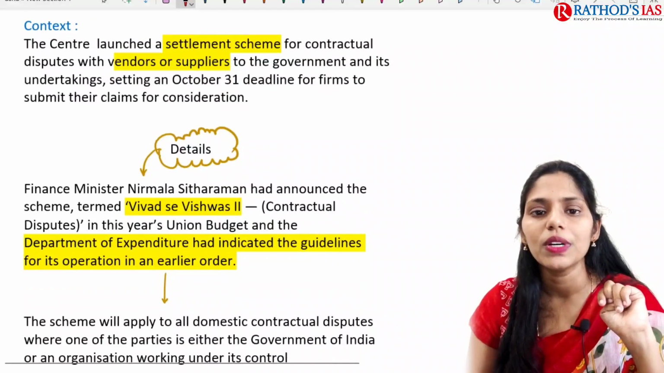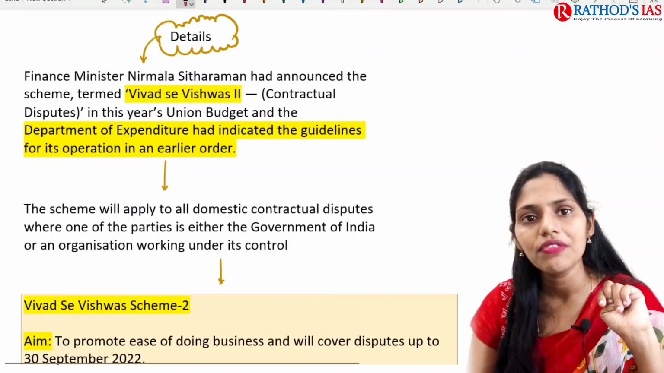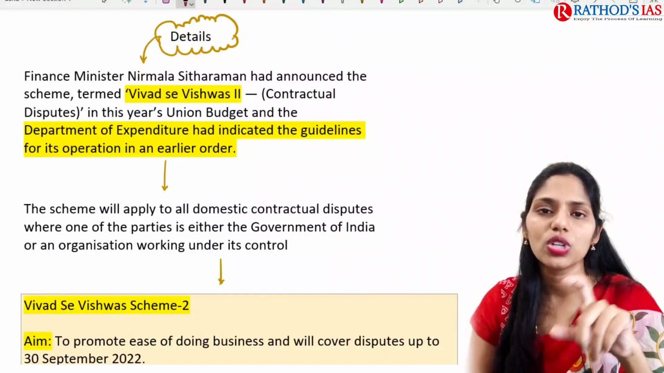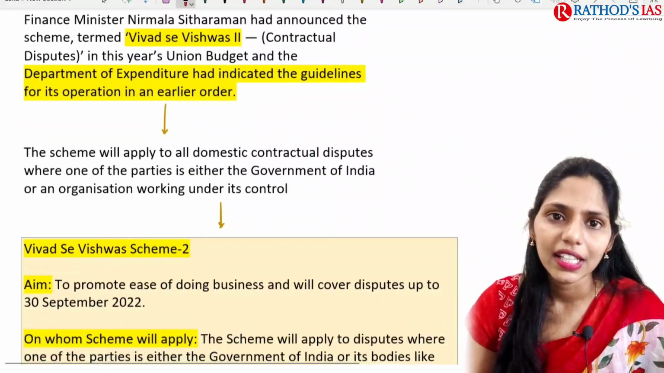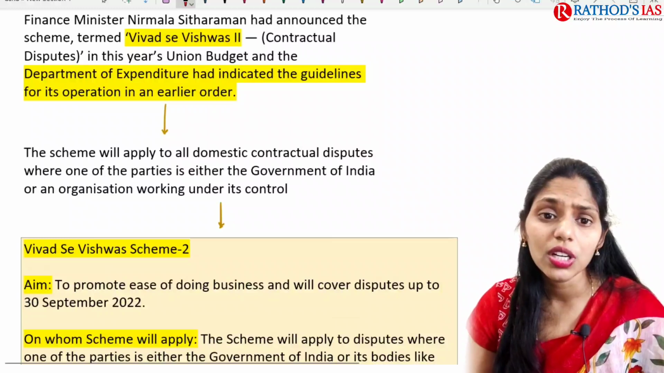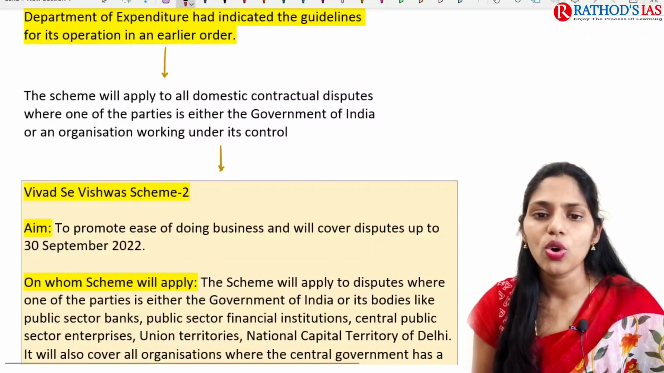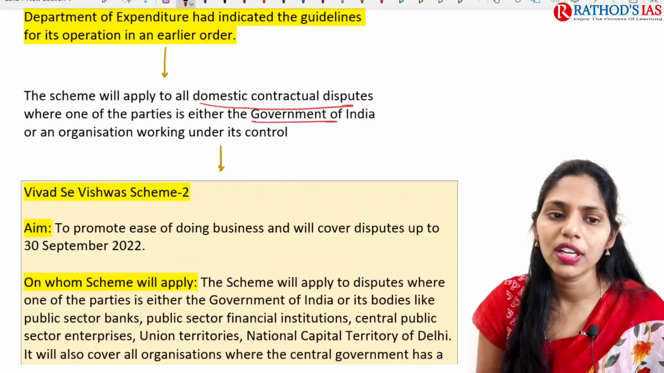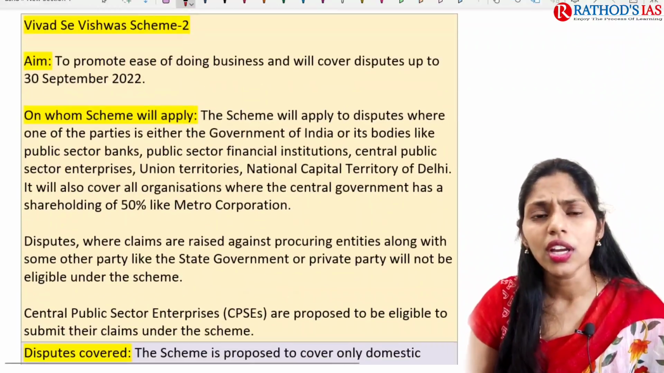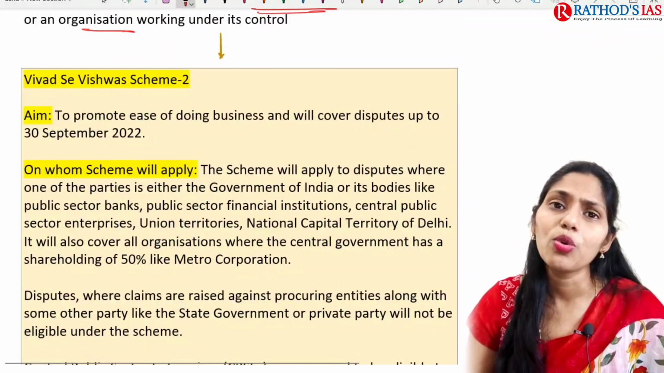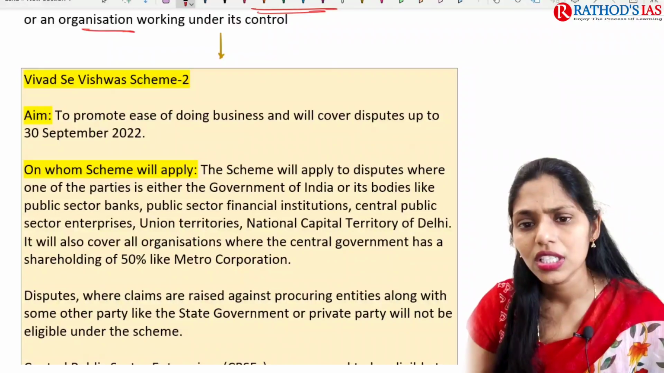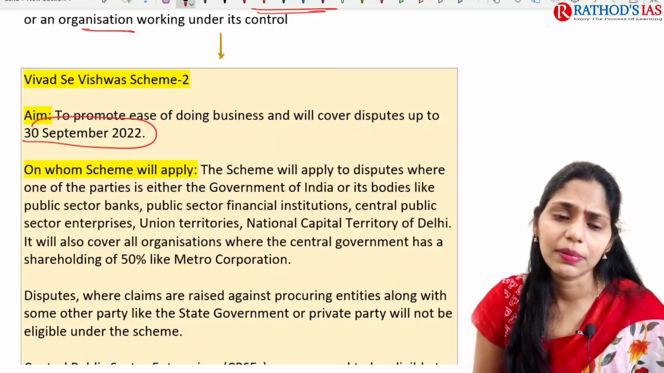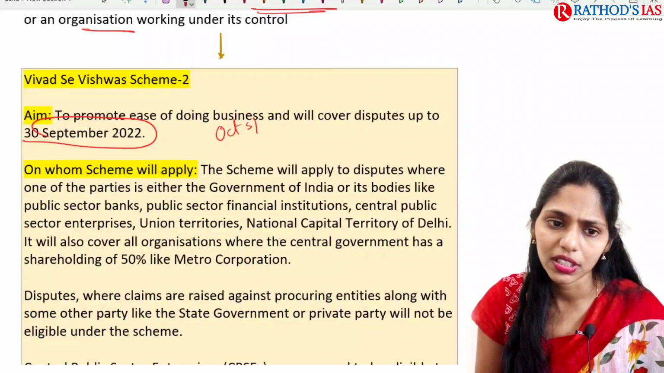The deadline here is October 31st. Recently our finance minister announced the scheme, and the name of this scheme is Vivad se Vishwas, for contractual disputes. This scheme was introduced even in our union budget as well. This scheme will apply to all domestic contractual disputes where one party is either the government of India or an organization. If we're talking about this scheme, what is the aim? The aim is to promote ease of doing business and to cover disputes up to 30 September, and the last date here is October 31st.